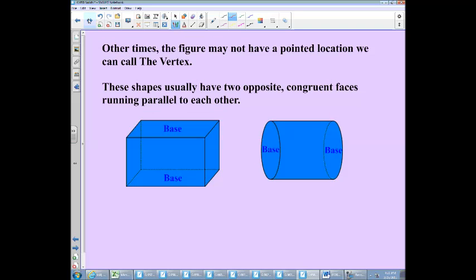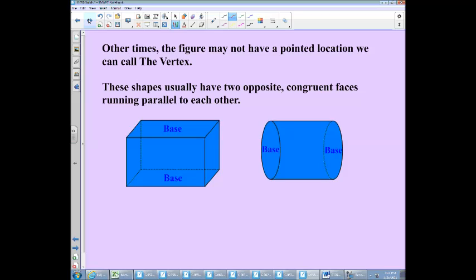If a figure did not have just one base and the vertex, then that typically meant that it has two bases. These figures are pretty easy to spot because somewhere in the figure you will have two parallel congruent sides that we can call bases. Something like a rectangular prism over on the left side has a lot of opportunities to find two opposite congruent sides that I can call bases. We could call the top and the bottom bases, or the left and the right bases, or the front and the back bases.